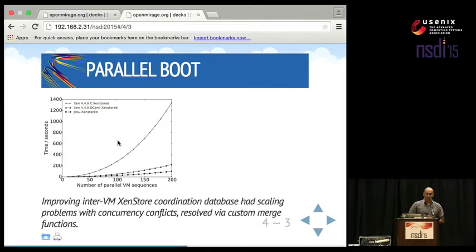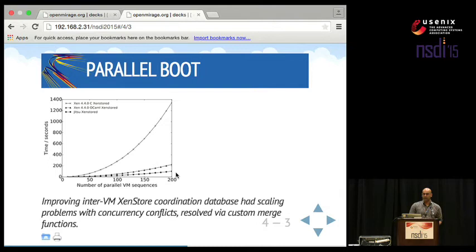And with a sequence of successive optimizations designed to prevent conflicts and backoffs in the transaction store, we can now get a pretty good rate of parallel boots without causing any undue conflicts. So the first thing was to prevent the massive explosion of conflicts, to prevent the boot time from ever going up to minutes, even if you're booting lots of unikernels up.